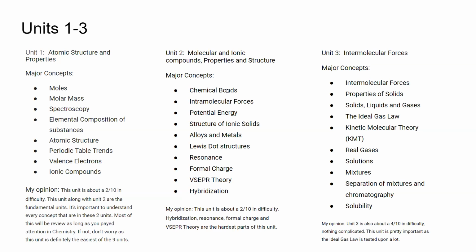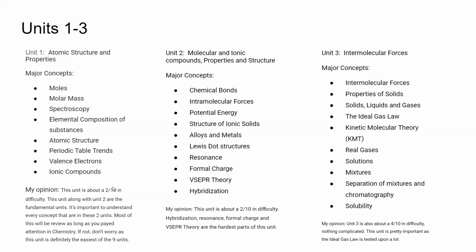So unit 1 is atomic structures and properties. Here are the major concepts. You have moles, the molar mass, spectroscopy, elemental composition of substances, atomic structure, periodic table trends, valence electrons, and ionic compounds. Our opinion is that unit 1 is by far the easiest. This unit, along with unit 2, are like the fundamental units. Unit 3 is also very important as well, but I think unit 1 and 2 are the most important.